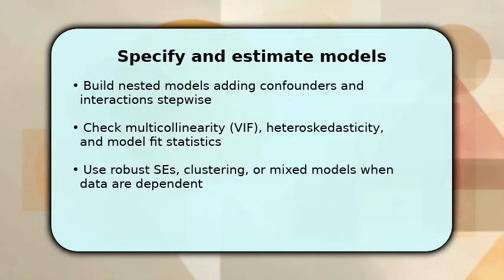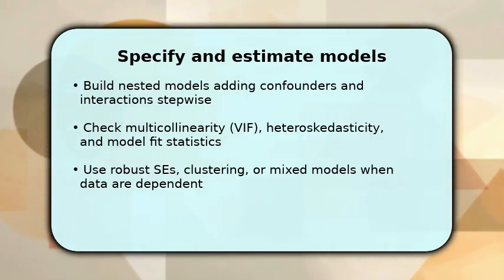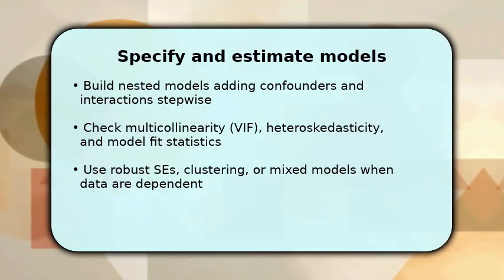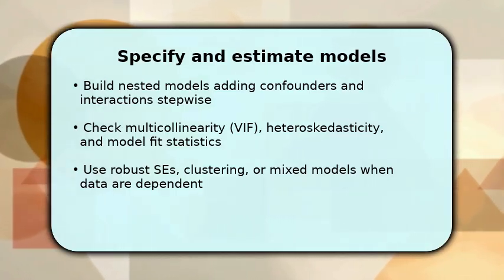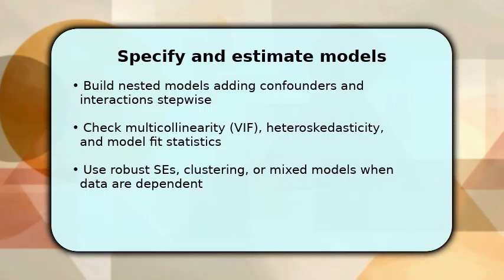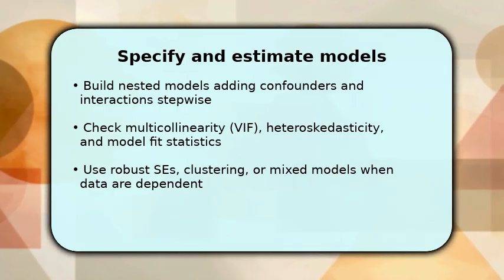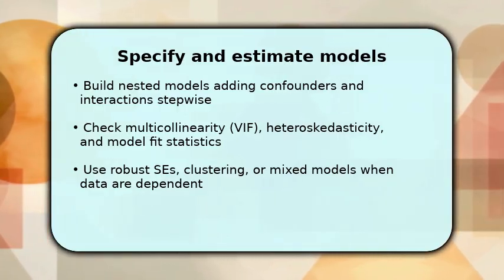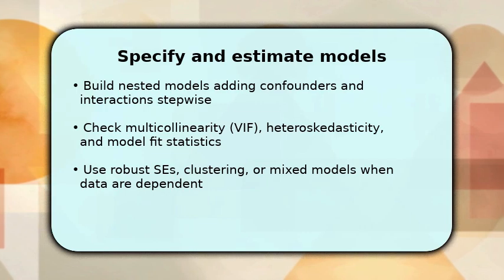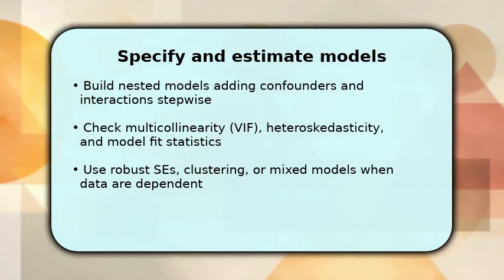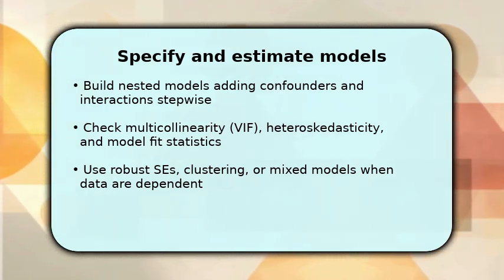Now you specify model structure and estimate. First, fit nested models. Baseline, add confounders, then interactions. This shows how estimates shift. Once fitted, assess diagnostics. Check VIFs for multicollinearity, inspect residuals for heteroskedasticity, and review R-squared or AIC for fit. If errors are correlated or clustered, switch to robust standard errors, clustered SEs, or a mixed effects model.